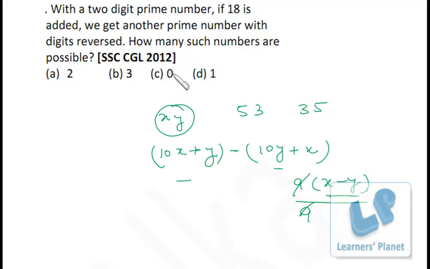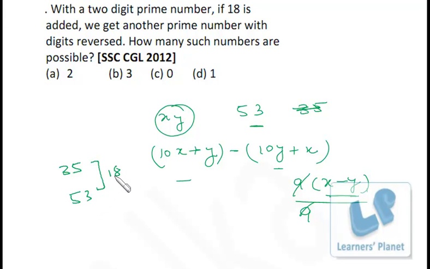Now here what we want is, if 18 is added to the original number, in that case, I just take the smaller number. So 35 and 53, I'm just taking a random number over here. If 18 is added, we get this, right? So this can possibly be a combination when we add 18 to a number and the digits are reversed.